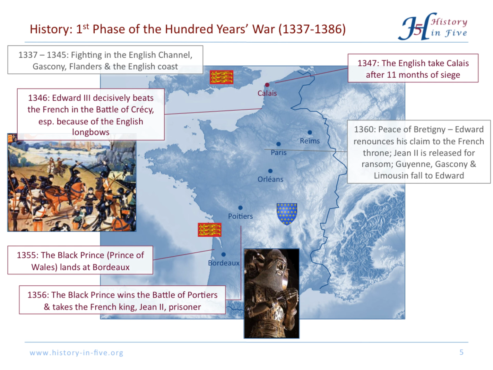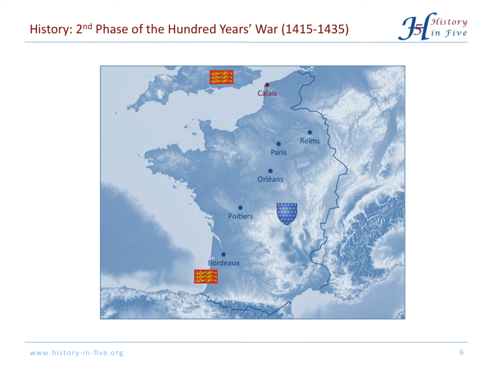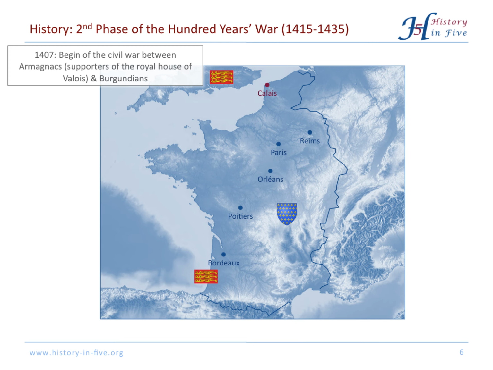There was then a peace. Edward renounced his claim to the French throne, Jean II was released, and Edward gained lots of territories. The French king, Charles V, resumed fighting, retook the territories, and the first phase of the 100 Years' War ended in 1386 for a while. That should not last too long, and the second phase started with a French internal conflict.